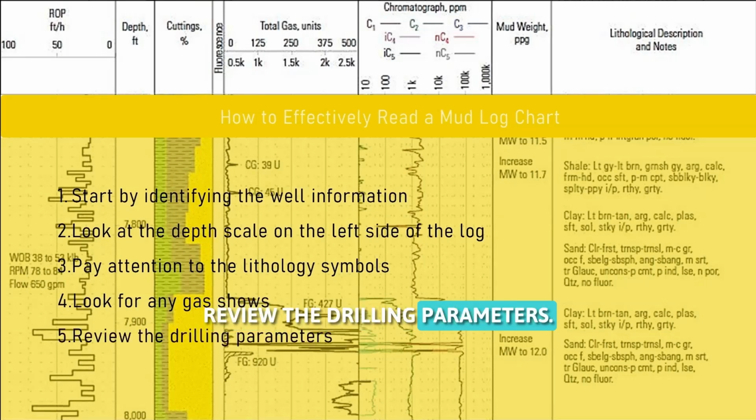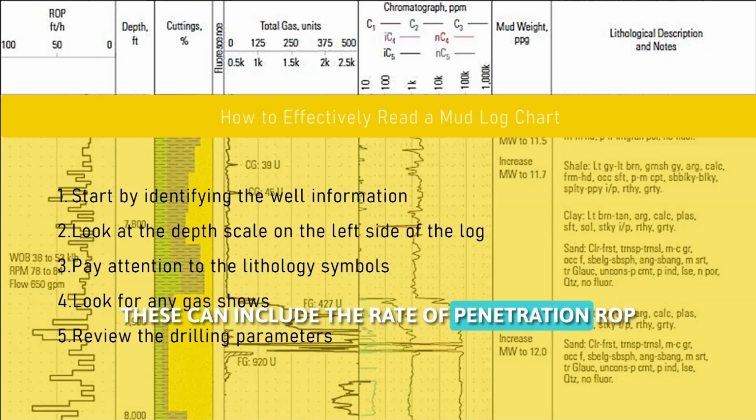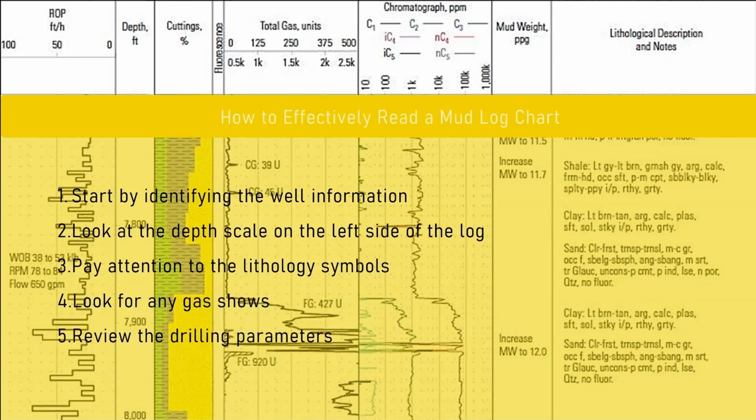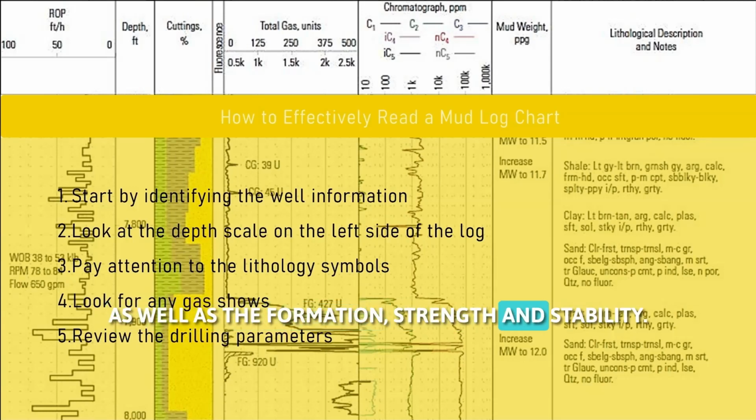Review the drilling parameters. These can include the rate of penetration, ROP, the weight on bit, WOB, and the mud weight. The drilling parameters can help you to evaluate the drilling performance and efficiency, as well as the formation strength and stability.